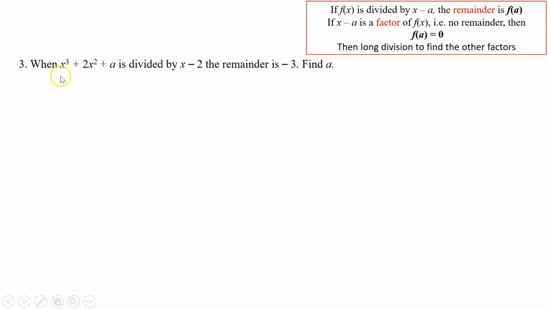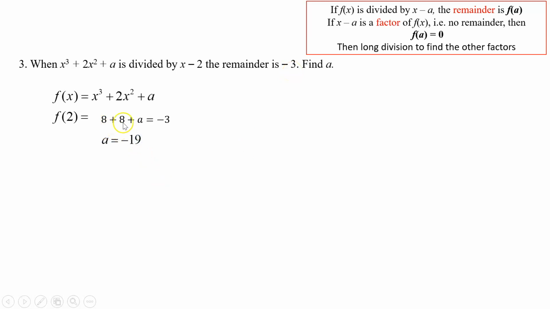Question 3. When x cubed plus 2xy plus a is divided by x minus 2, the remainder is minus 3. Find a. So if I'm dividing by x minus 2, I put x is equal to 2 into the function. So I got 8 plus 2 times 4, which is 8, plus a. I want that answer to be minus 3.